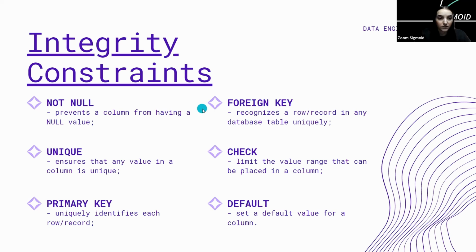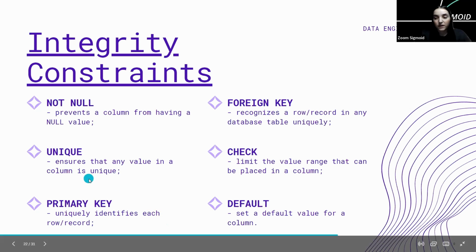Let's start with NOT NULL. The NOT NULL constraint prevents a column from having null values. The UNIQUE constraint ensures that any value in a column is unique, and it also accepts null values. Then the primary key. The primary key is an interesting constraint.